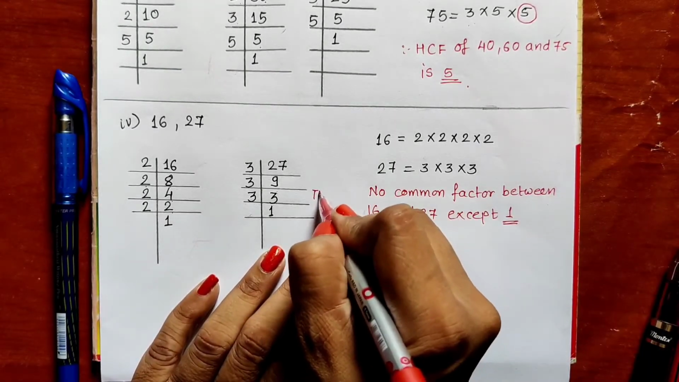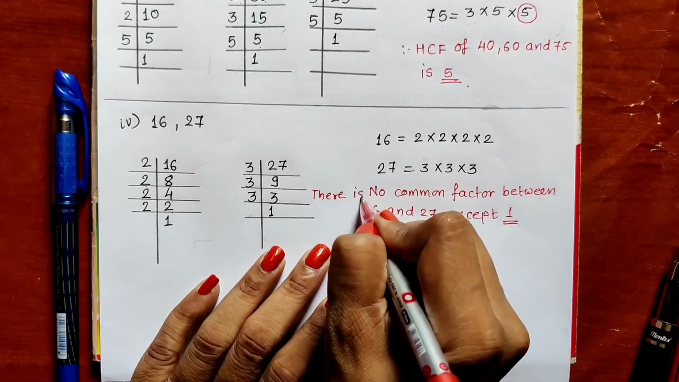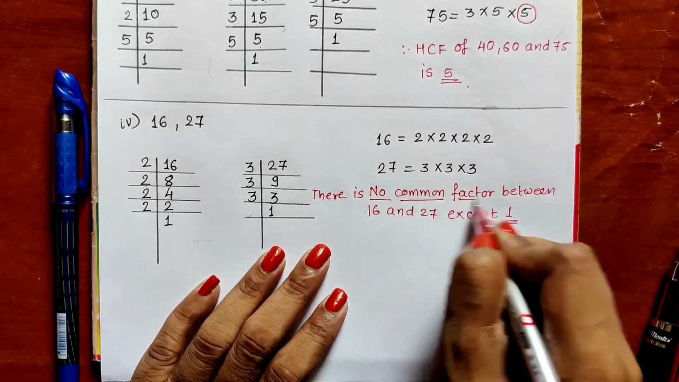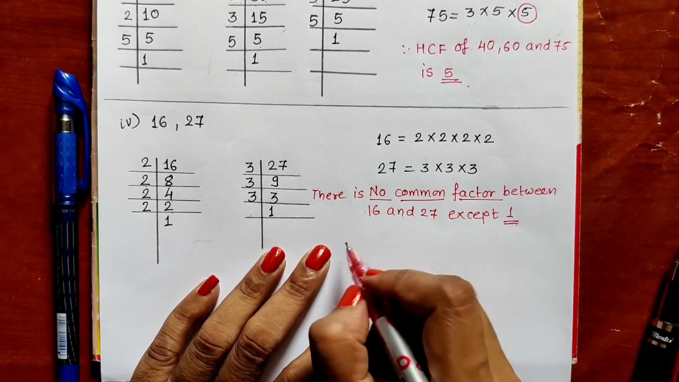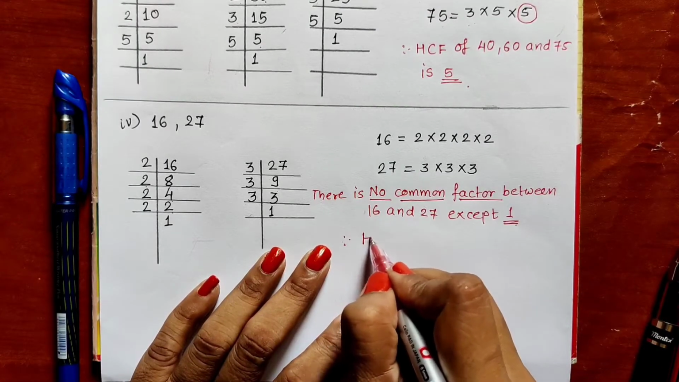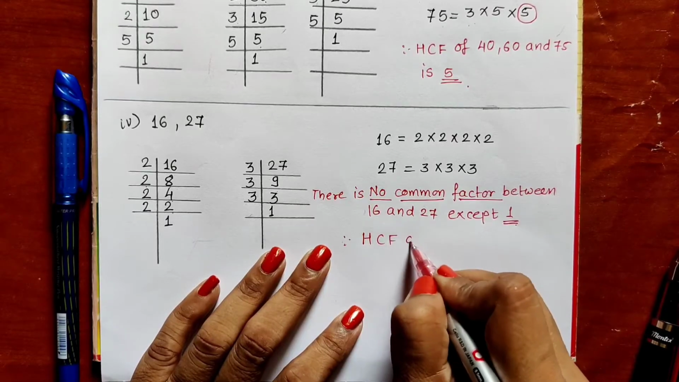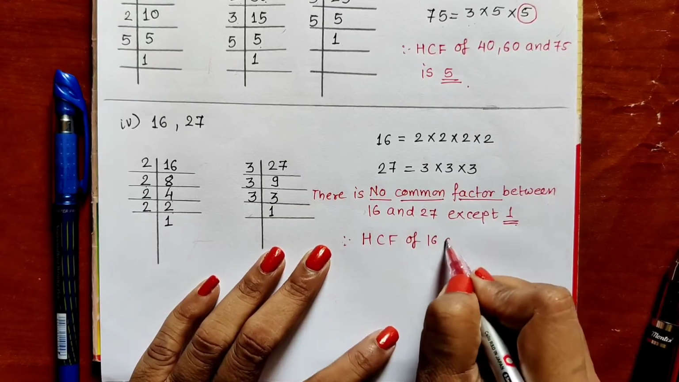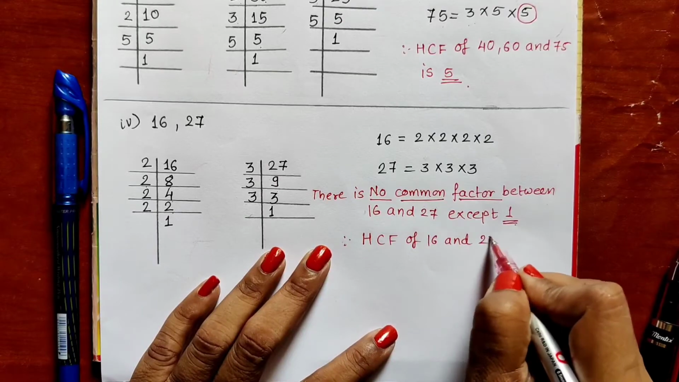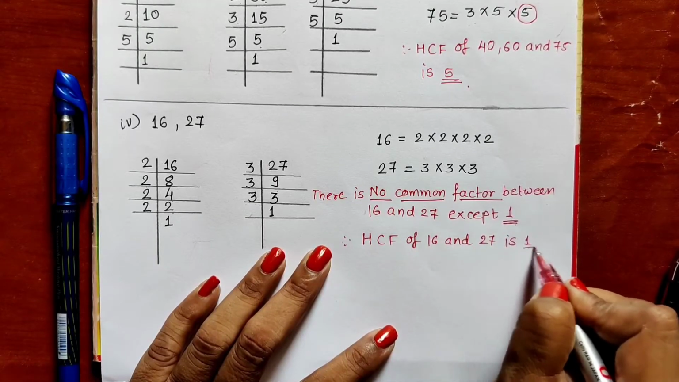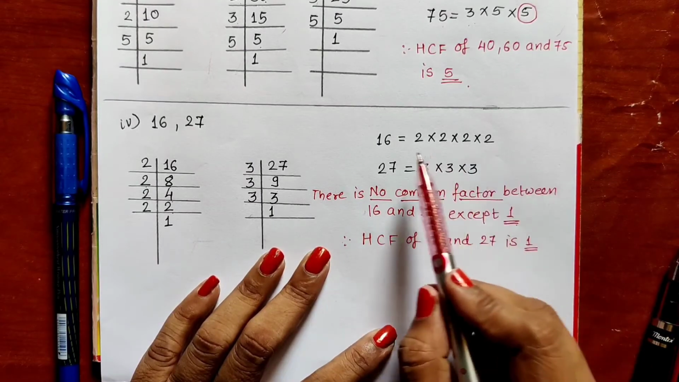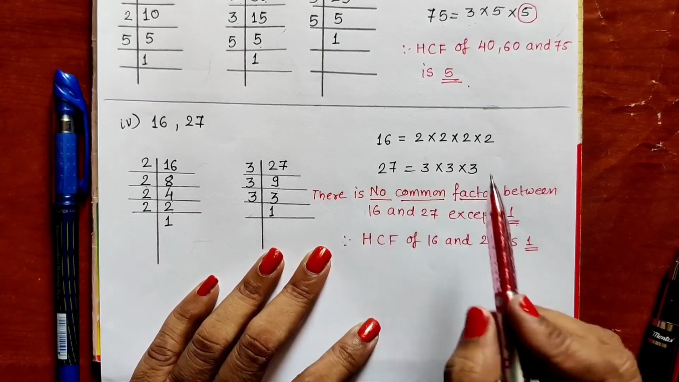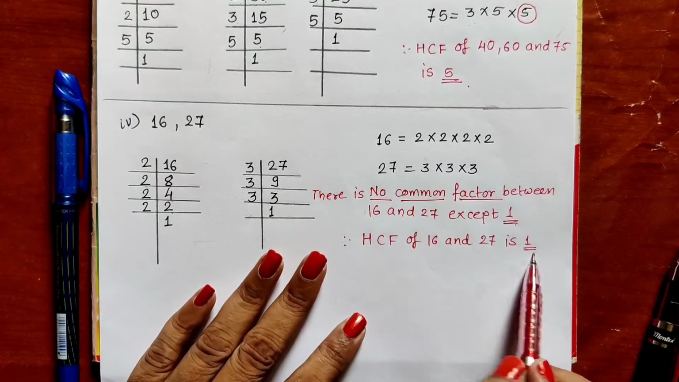We should write here, there is no common factor between 16 and 27 except 1, and therefore the SCF of 16 and 27 is 1. So always check, children, if there is no common factor between two numbers or three numbers, then the SCF is always 1.